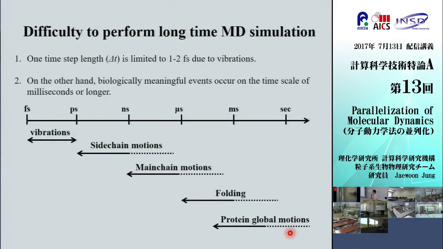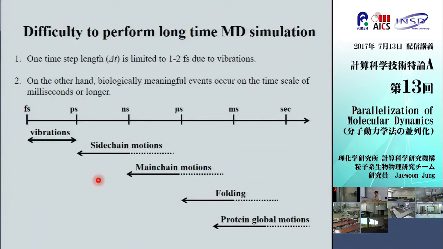So then why do we require parallelization of MD? Because the integration time length is very small. We should limit the MD time step to just 1 or 2 femtoseconds. But on the other hand, many biologically meaningful events occur on the time scale of milliseconds, microseconds, or in some cases even longer.